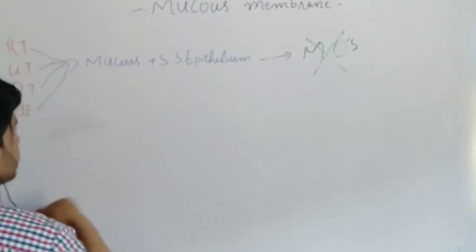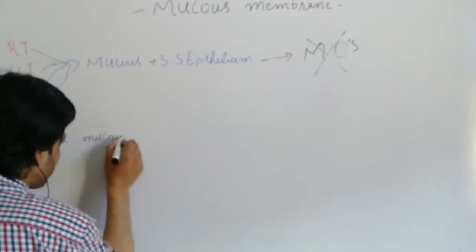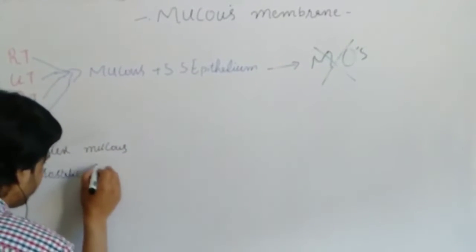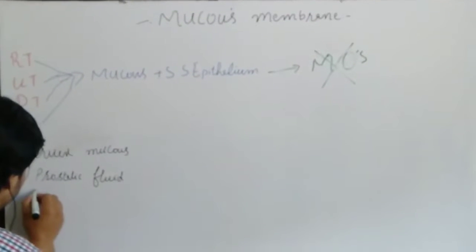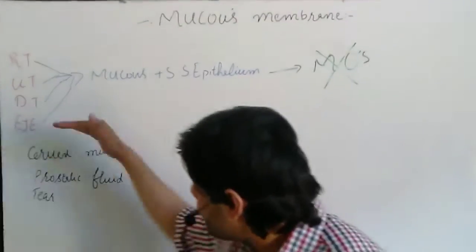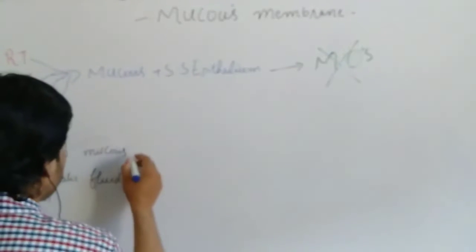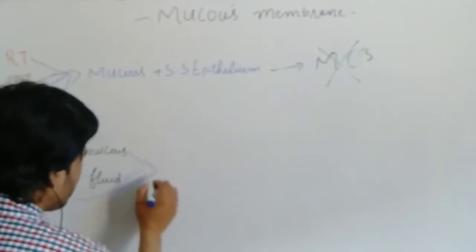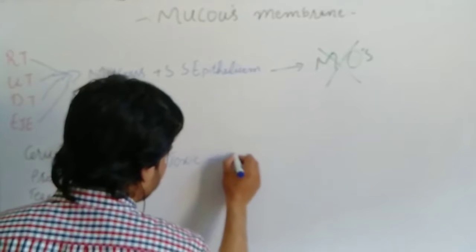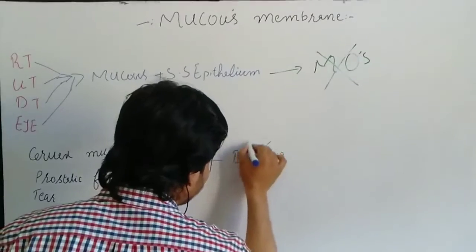So let me write. We have prostatic fluid, and tears. So all these are actually mucuses, and all these mucuses are usually toxic to bacteria, meaning they can kill the bacteria.